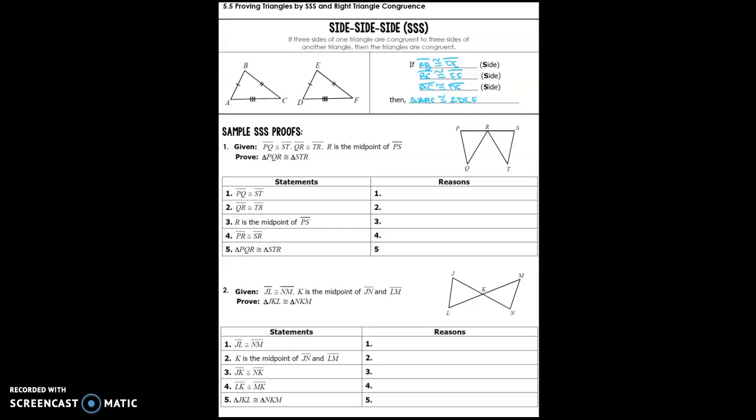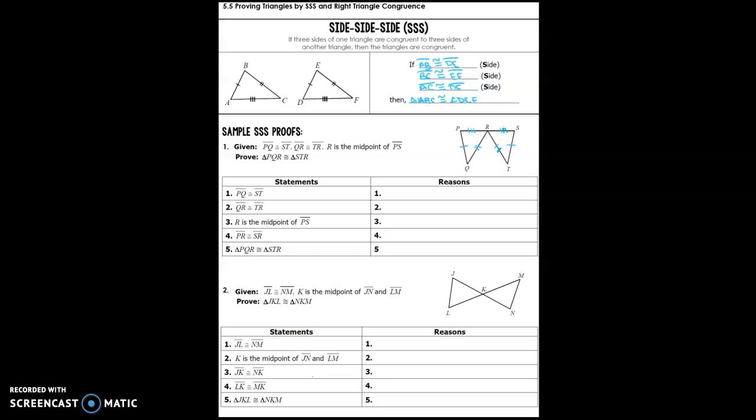Alright, so now let's try some proofs. Let's first take everything that we're given and mark that on our triangles to the right. We're given that PQ is congruent to ST, so I'm going to mark that. And then we also know that QR is congruent to TR. So those two side lengths are congruent. And this last one says that R is the midpoint of PS. So if R is the midpoint, then we know that those two side lengths are congruent as well, because that's what the midpoint is, right?